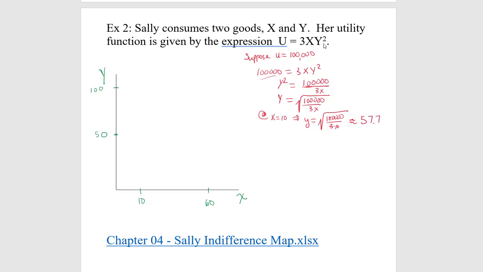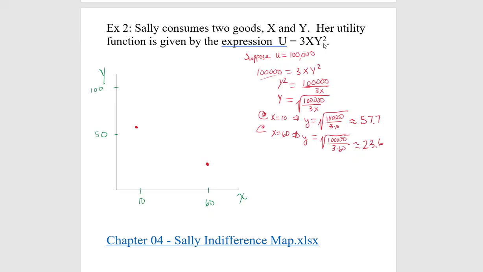So at 10 units of x, I would have 57.7 units of y, and that would be a point on this 100,000 utility curve. Let's pick another point just for the sake of argument here. X equals 60. I plug that in. Y is the square root of 100,000 over 3 times 60, or the square root of 100,000 divided by 180, right? Do the 100,000 over the 180 first, then take the square root of that, and you get 23.6. So at 60, the consumer would want to buy 23.6 units of Y to stay equally happy.